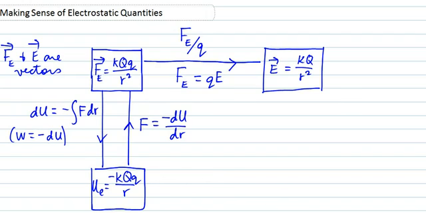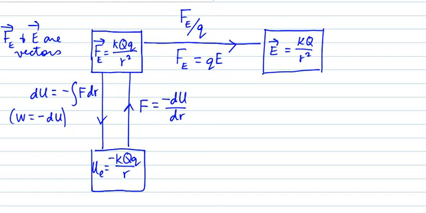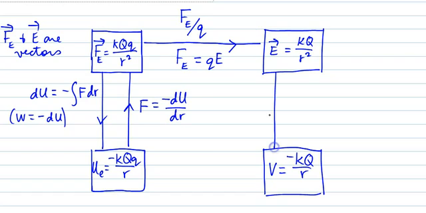Okay, so we've got that, and then finally let's put in voltage or electric potential. We know that this is KQ over r with a negative sign up there. And similarly, we know that to get from electric field to voltage, we just take the integral of field dr. And we also know that to get from voltage to field, we take a derivative.